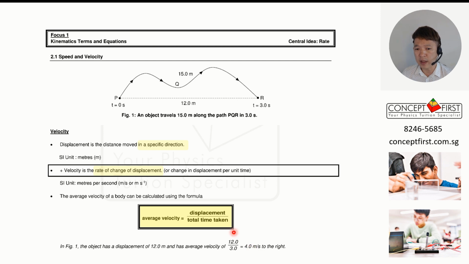Now take note that for velocity, we are concerned with the direction. So in this case, look at our answer, 4 meters per second to the right. We must indicate the direction.